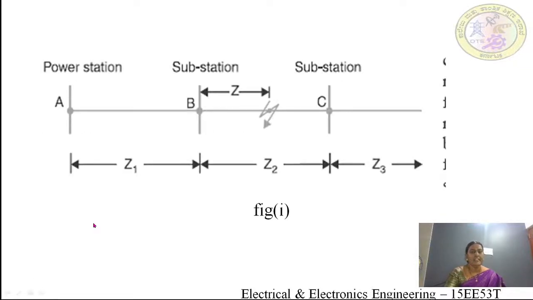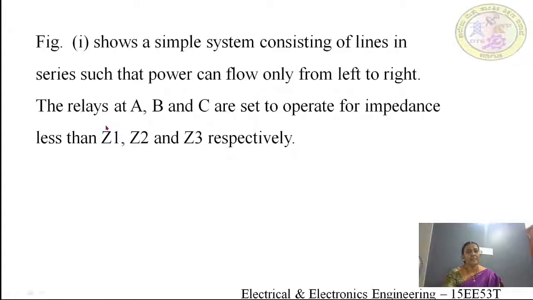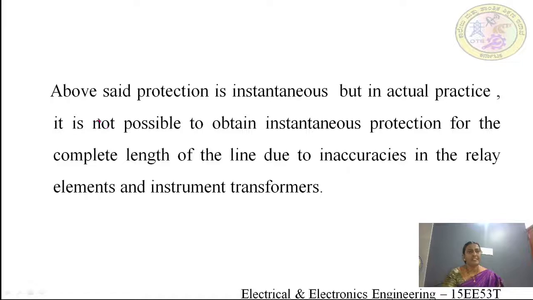What they said is, if the fault is at section BC, the relay at B will operate. If the fault is at section AB, the relay at A will operate. That is the point they are saying. Next, the above said protection is called instantaneous, but in actual practice it is not possible to obtain instantaneous protection of the complete length of the line due to inaccuracy in the line relay element and the instrument transformer. So this instantaneous protection is not possible, they are saying.